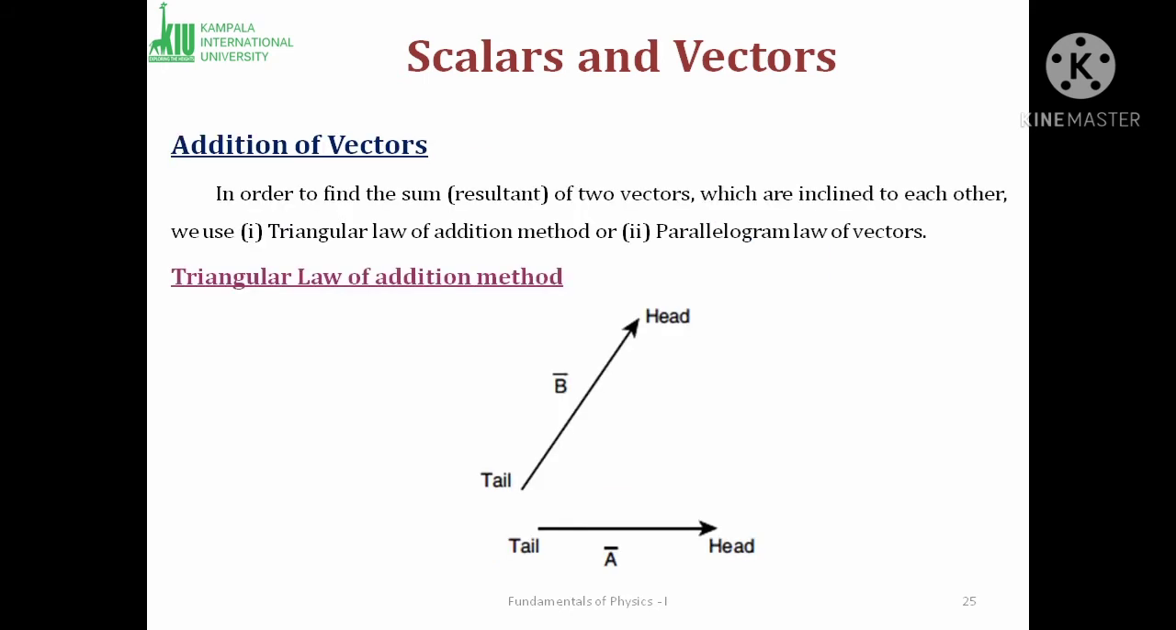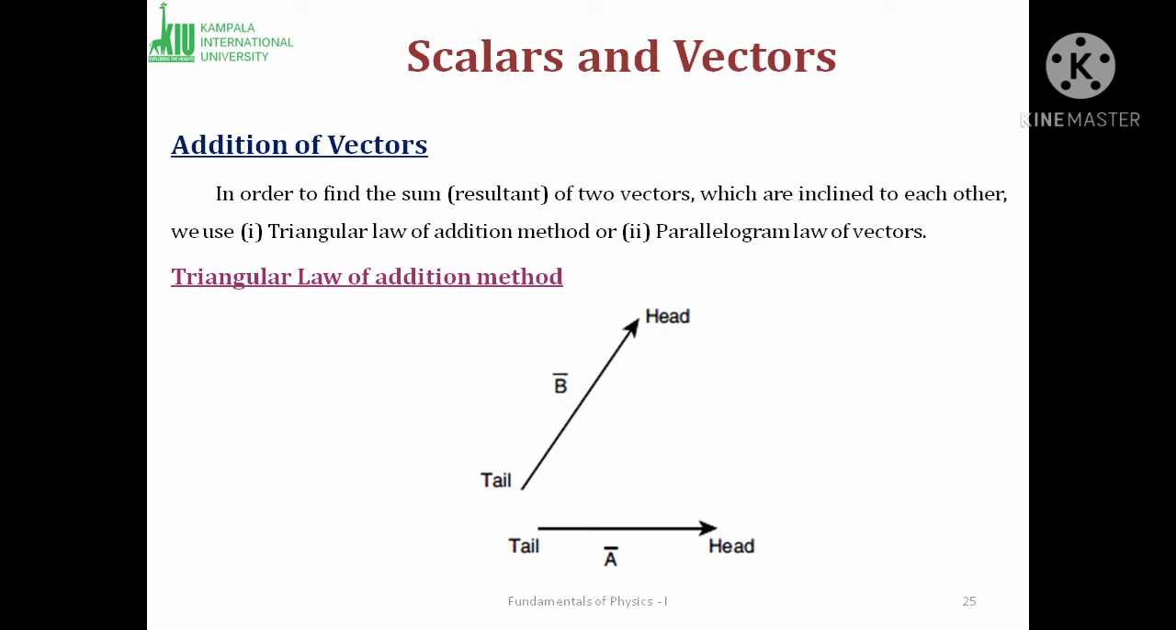Right. Next, addition of vectors. How to add two vectors? Vectors cannot be added by ordinary algebra methods. They can be added geometrically using certain rules called vector algebra. To find the sum of two vectors which are inclined to each other, we use two methods. First one is the triangular law of addition method and second one is the parallelogram law of vector addition. First one is the triangle law of addition method.